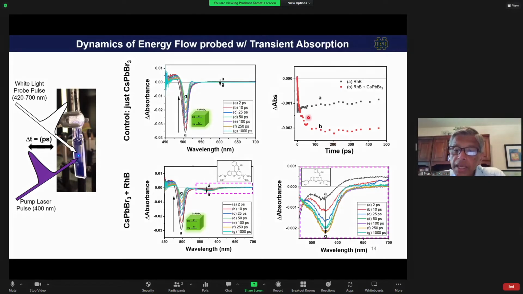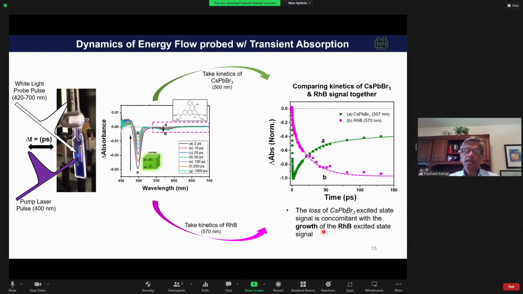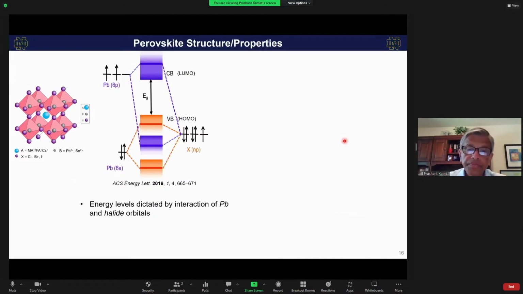And on the same scale, if you add rhodamine B and cesium lead bromide, you see there is a small rise in this one. And again, this matches also with the bleaching recovery. So here it is, the rhodamine B increases in a very short time scale, and that gives a time scale with which it transfers energy. So here is the rhodamine B bleach showing you an increased bleach. And here is the fast recovery of the cesium lead bromide, giving you the same kinetics. So this confirms that we are indeed getting the singlet energy transfer.